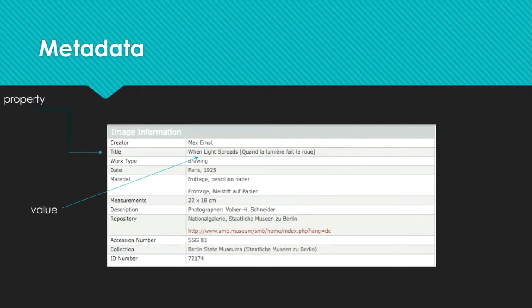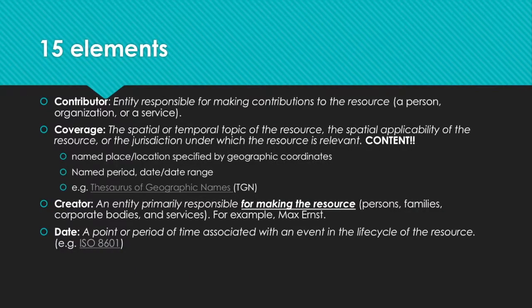So the 15 elements of Dublin Core comprise the following. There's the contributor, or the entity responsible for making contributions to the resource, which may be a person, organization, or a service. Coverage would be the spatial or temporal topic of the resource, the spatial applicability of the resource, or the jurisdiction under which the resource is relevant. In other words, the content.